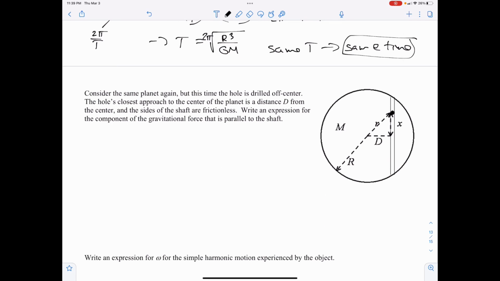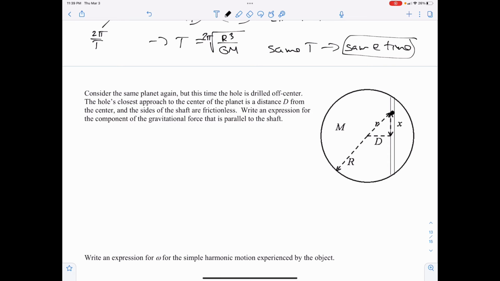Consider the same planet again, but this time the hole is drilled off center. The hole's closest approach to the center of the planet is a distance d from the center, and the sides of the shaft are frictionless. Write an expression for the component of the gravitational force that is parallel to the shaft.